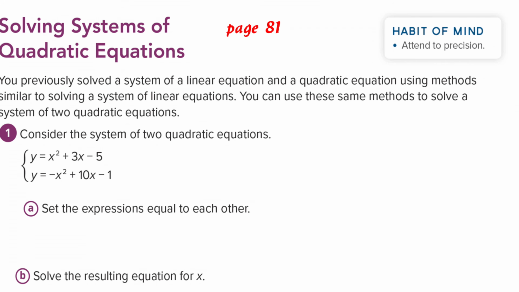Okay, so the next part on page 81, when we're looking at these systems of quadratic equations, you guys remember what a system of equations is? It's when you have 2 equations going at the same time, and we want to find a solution to both. All right, so this first equation here, I know that one solution is like 0, negative 5, right?